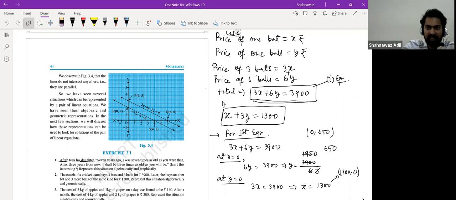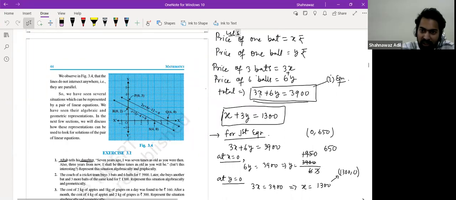So the three possibilities will be what? One will be that it will be intersecting, or second will be parallel, or third will be coinciding, right? So in the second exercise, you will learn that by looking at the equations, the algebraic equations, you can tell about the graph.